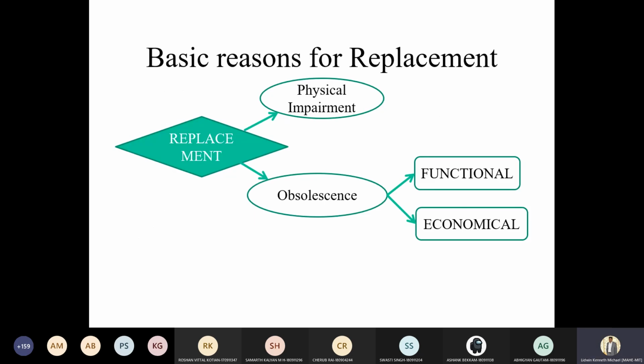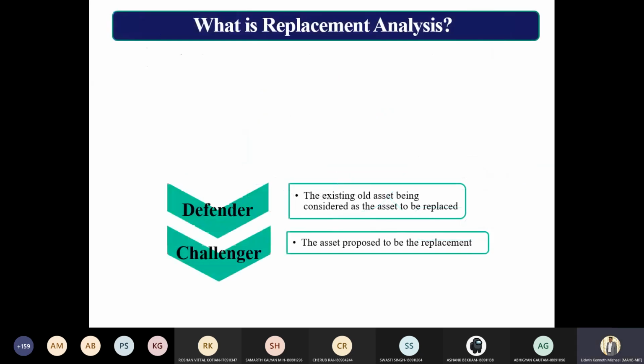Okay, so these are the basic reasons: replacement, physical impairment, obsolescence. Obsolescence can be due to functional or even economical reasons. Now functional is parts are not available. Even if it is available, how good it is. Economical, what are the prices that you're going to pay, right? Whether it is cheaper or whether it is expensive. If it is expensive, then how much more are you going to pay for it, right?